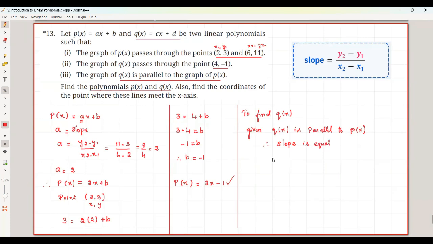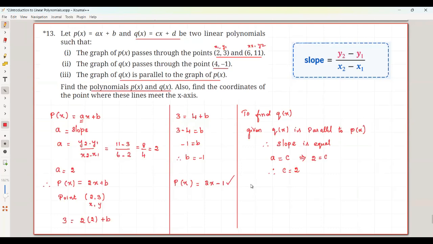What is the slope value? Here the slope is c. So a is equal to c. We already got a, so a is equal to 2. Which implies 2 is equal to c. Therefore, the c value is equal to 2, because slopes are equal.